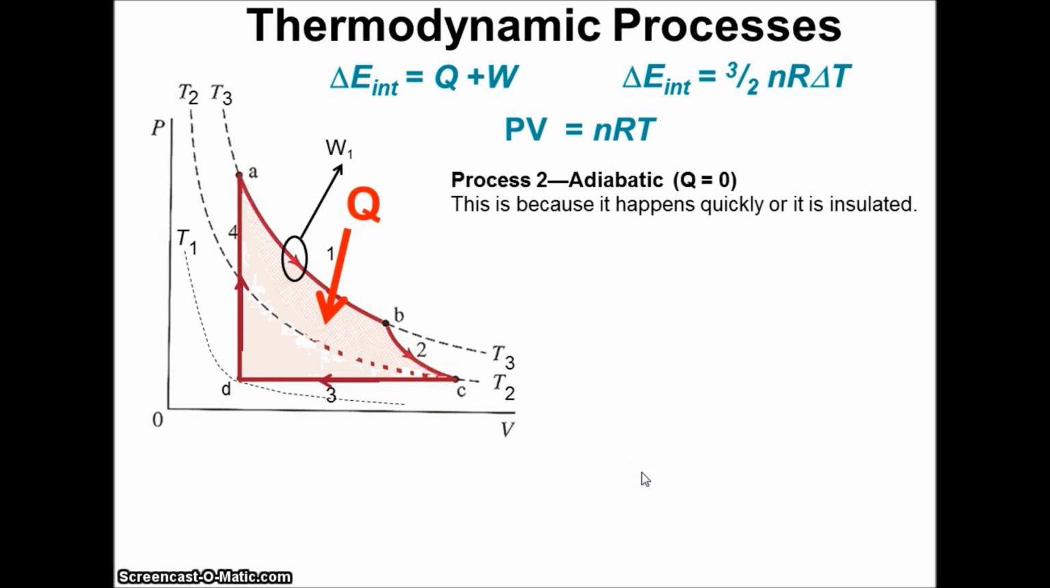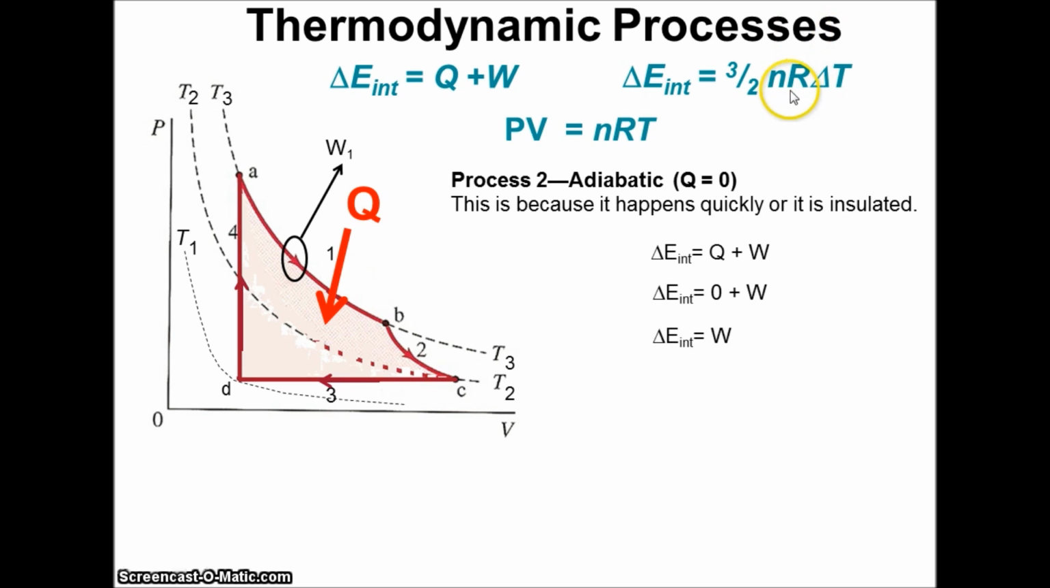Okay, let's look at the next process. It's an adiabatic, number 2. And in this case, when it's adiabatic, the heat would be 0, Q would be 0. It happens so quickly or it's insulated. So we start with the first law of thermodynamics. 0 is the amount of heat, so the change in internal energy would be equal to W.